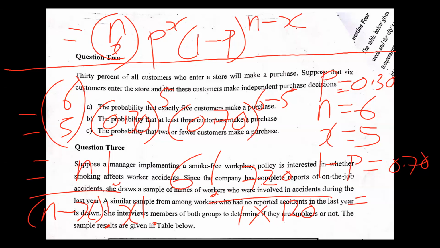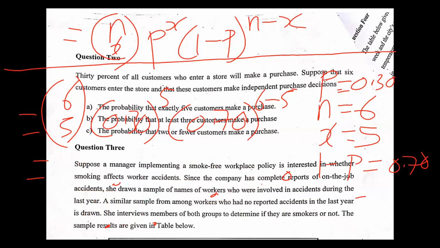Okay, you were correct, so it's a 6. Now, 6 times what is 0.3 to the power 5? Sorry, your calculator gives numbers in standard notation.